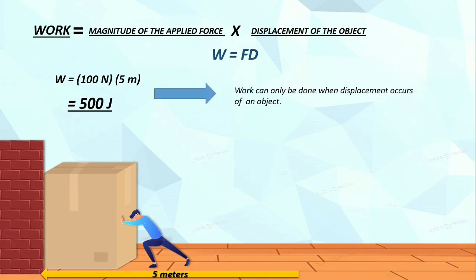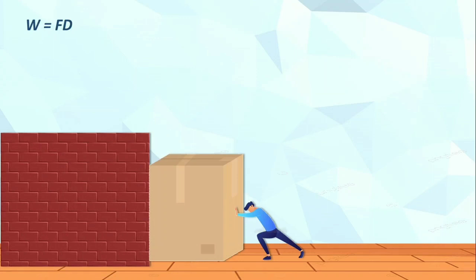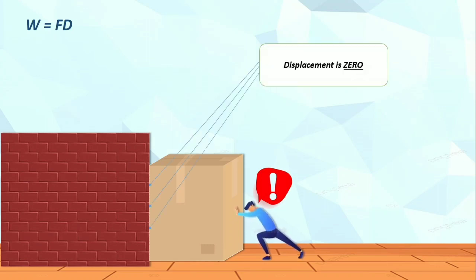This means that work can only be done when displacement of an object occurs. So if the displacement of an object is 0, then work cannot be done. Just like a man pushing a box but the displacement did not occur because a wall is blocking its path.